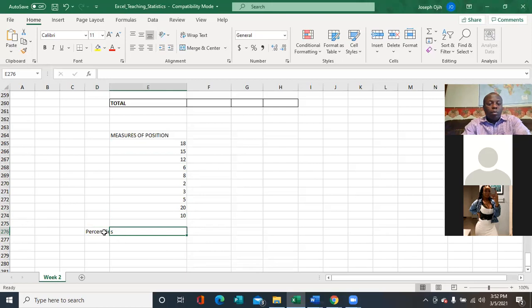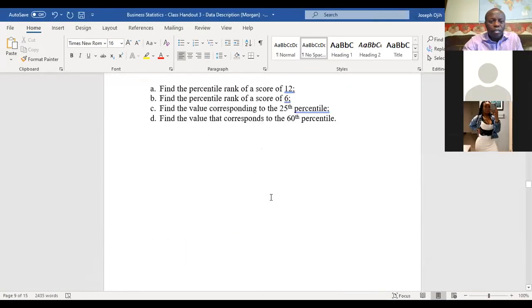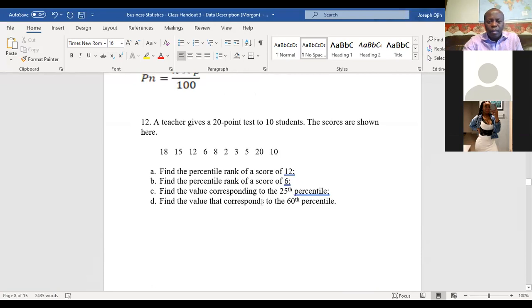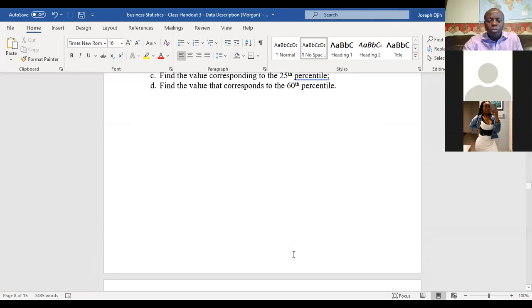So I'll call this one the first one we did, let me see, was calculating the percentile. It has to find the 25th percentile, and then the number corresponds to the 60th percentile. So let us look at it.